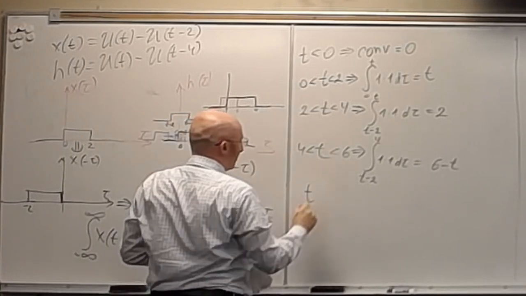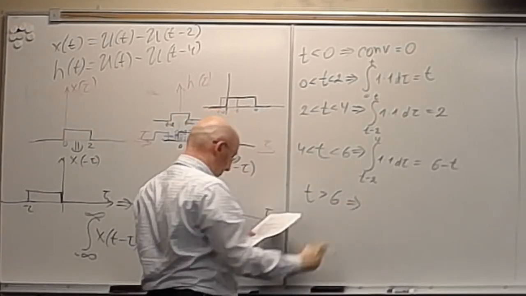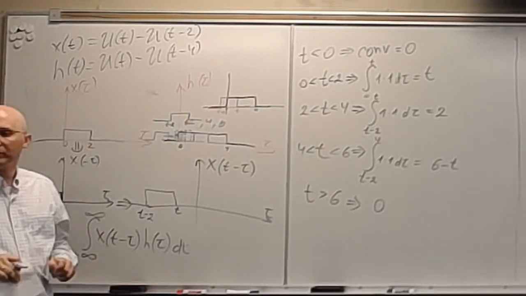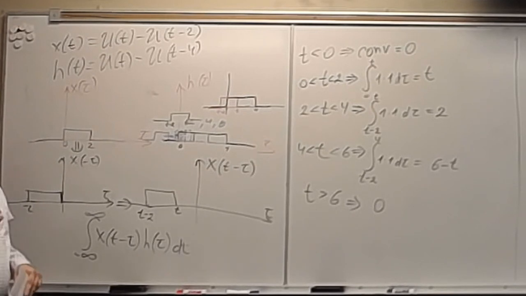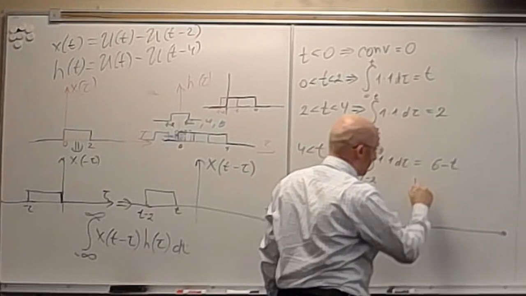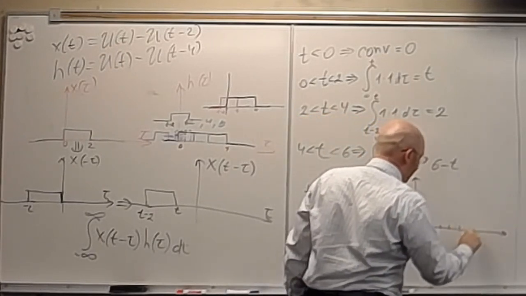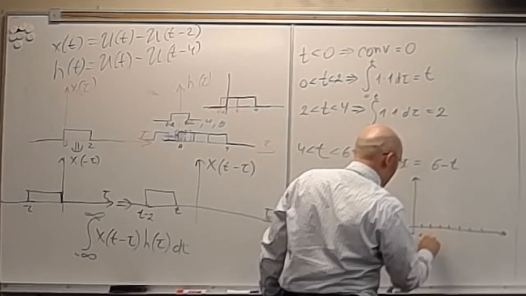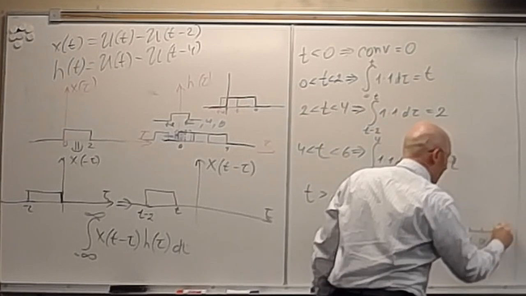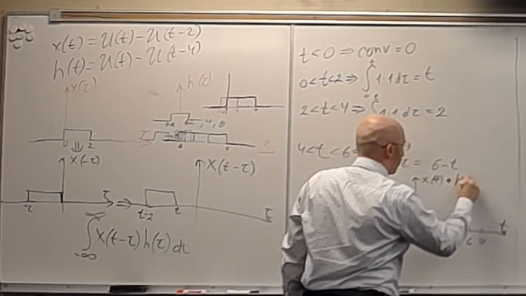Okay, now t larger than 6. You get convolution of 0. Now we need to plot. So the plot will be very simple. 1, 2, 3, 4, 5, 6, 7. This is x of t, convolution is h of t.